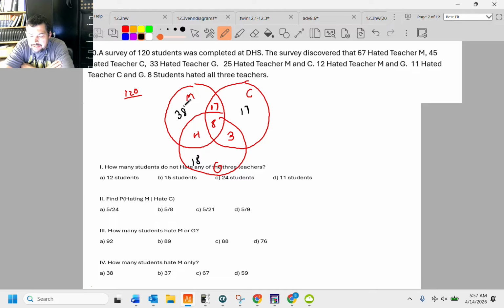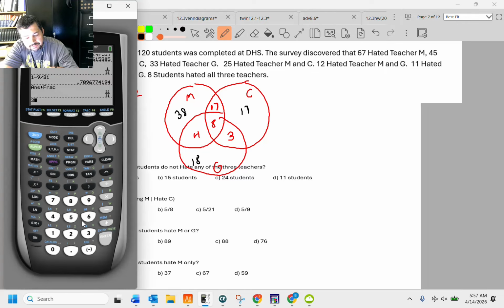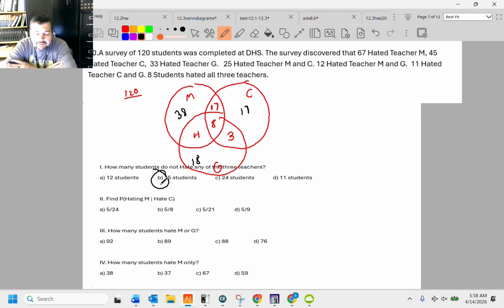How many students do not hate any of their teachers? So let's see what's in here, and then we'll take it away from 120. So we got 38, we got 17, we got 8, we got 4. That takes care of the M circle. That was 67, good. And we got 3 and 17. Okay, so I've done all this, and I still got 18 to talk about here. And that tells me there's 105, and you know, 120 minus 105, I hope it's 15 or something's wrong with me today. 15 kids. Find the probability of hating M given they hate C.